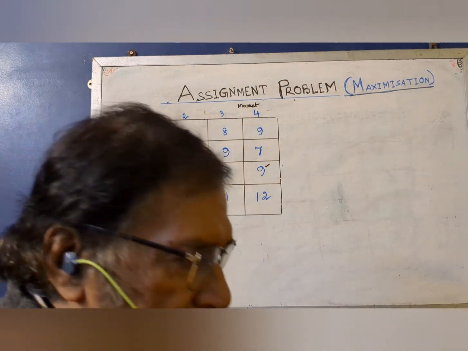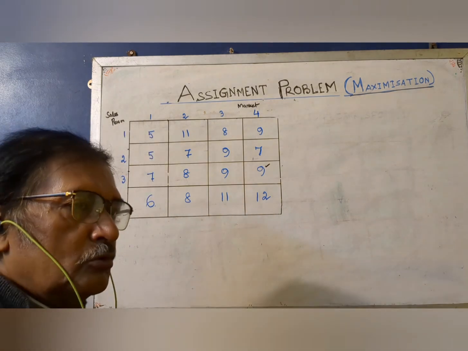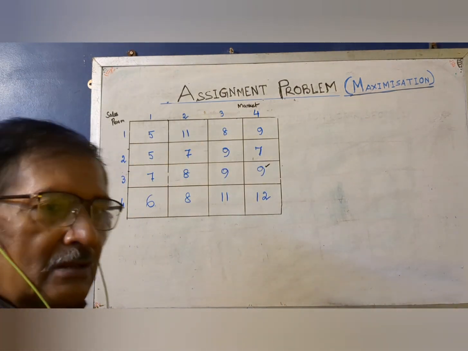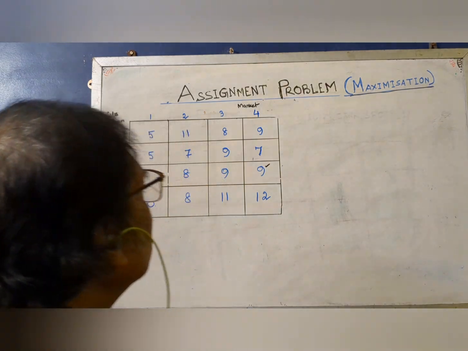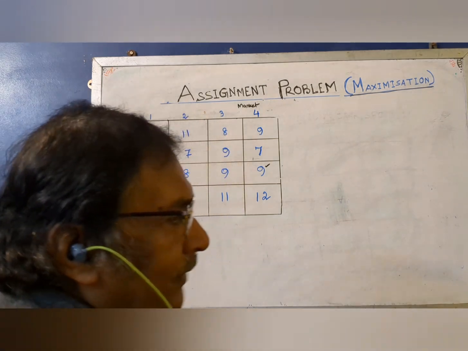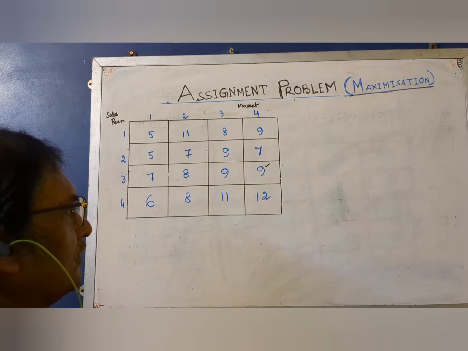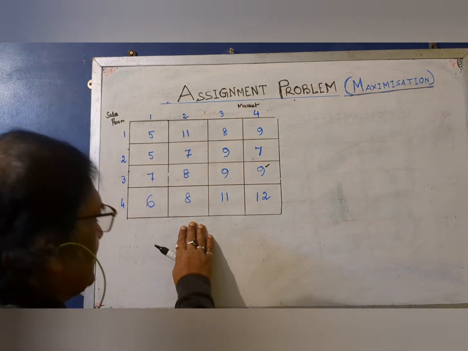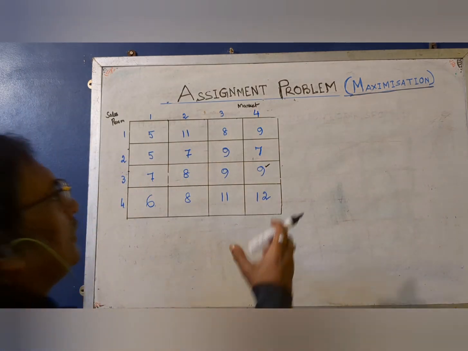What do you have to do first? First, you have to convert this problem to a minimization problem, and then proceed and apply the Hungarian method, by which you will minimize the assignment. And finally, again, you will find out the value of maximum profit. That will be the process for solving this type of problem. So first, you have to convert this maximization problem to a minimization problem. How will you do that?